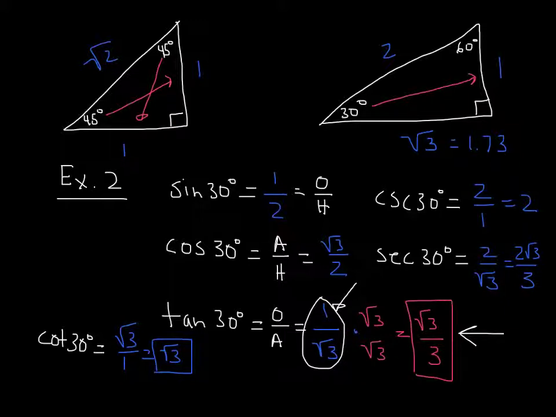And those are the 6 trig functions for 30 degrees. For the sake of time, I'm going to skip the 6 trig functions for 45 because I think you can do that on your own. You've got the triangle there, and we're going to go on to the next example.